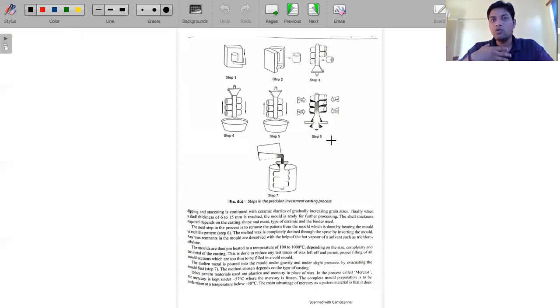But here, how can we use the patterns? What types of patterns can we use? There are different techniques through which we can produce the patterns, and then we can mount it, and then we can fill the molten material into that mold cavity. So this is basically the process in all the casting. So this is the first casting that we are going to discuss, that is the investment casting.